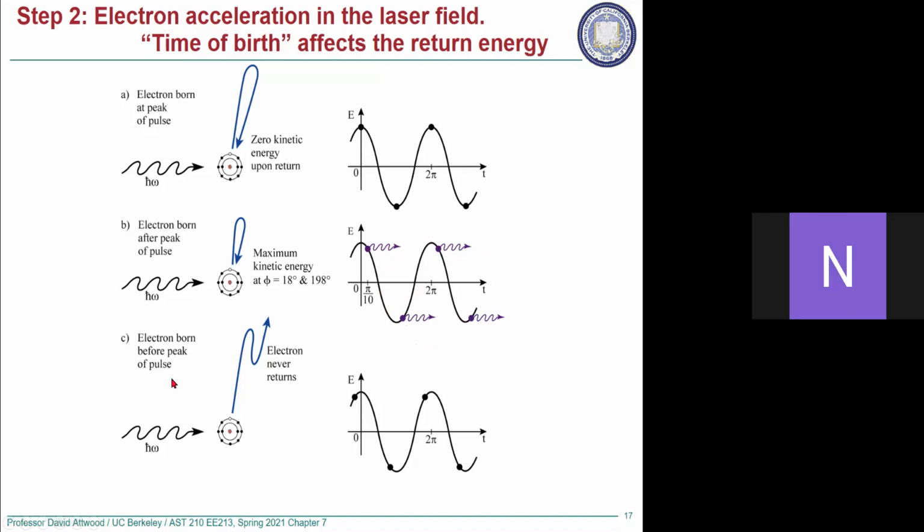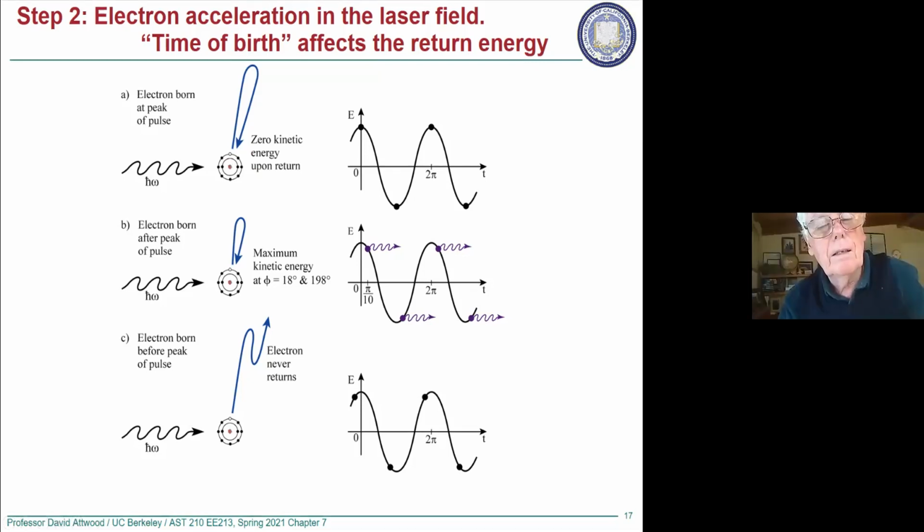And Professor? Yeah, please. In scenario A, when there's 0 kinetic energy upon return, because the electron is born at the peak of the pulse, is it that the phases are exactly canceling each other out? That's why we're not getting kinetic energy? My knowledge of it is a little bit more kinetic, just F equals ma. If you calculate it, and we will, you'll find out that just for an electron at the peak, it comes back with 0 kinetic energy. I don't have any other interpretation than that.